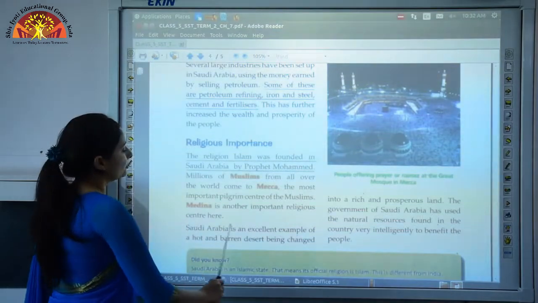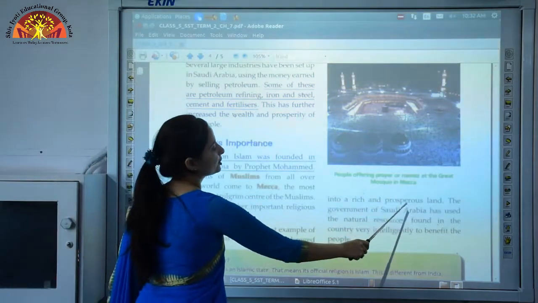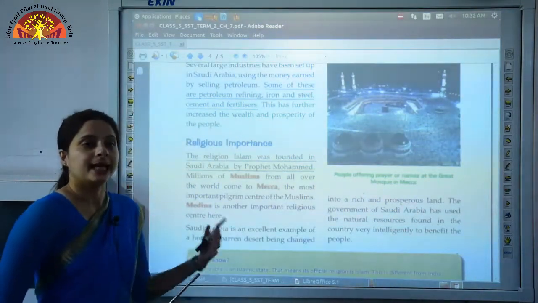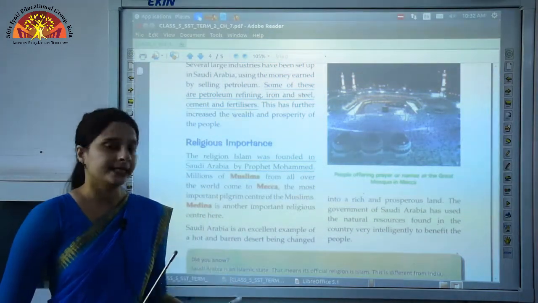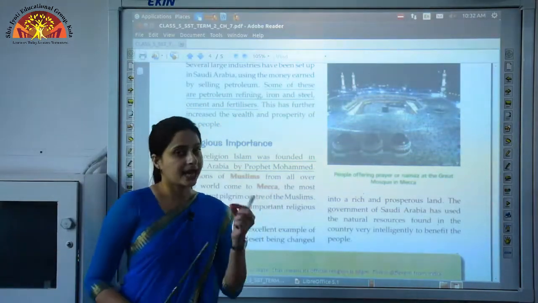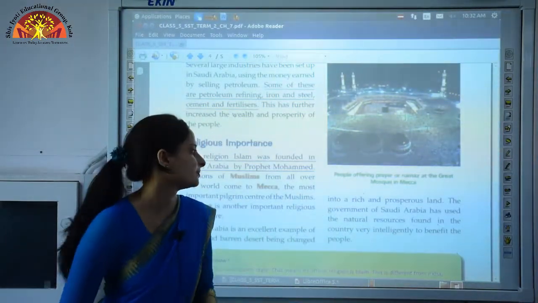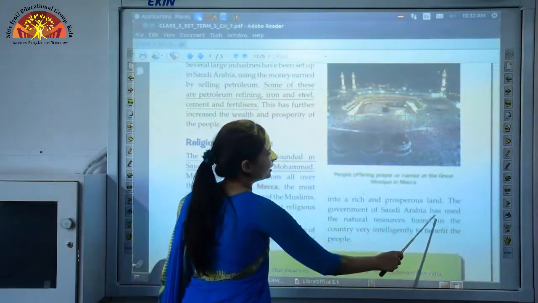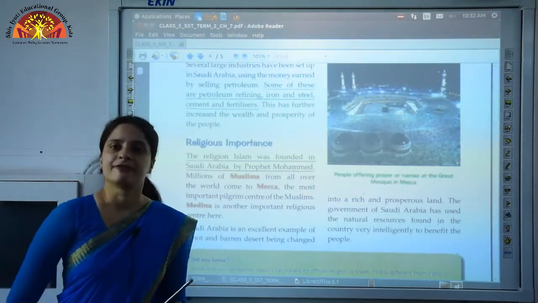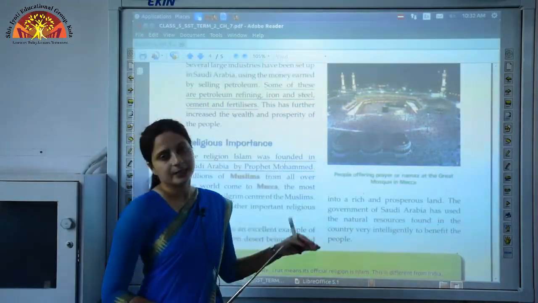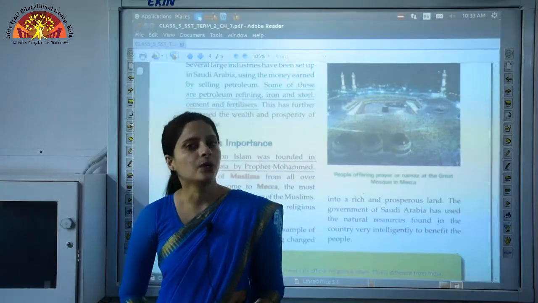And Saudi Arabia is an excellent example of a hot and barren desert that has changed into a rich and prosperous land. Now we can see that Saudi Arabia has become an excellent example, though it is a hot and barren desert, because of how they have used this natural resource, that is petroleum, to make the country rich and turn it into a prosperous land. The government of Saudi Arabia has used the natural resource found in the country very intelligently to benefit the people. This was all about the explanation of the chapter, children. Read the chapter. Now I will discuss the book work with you all.